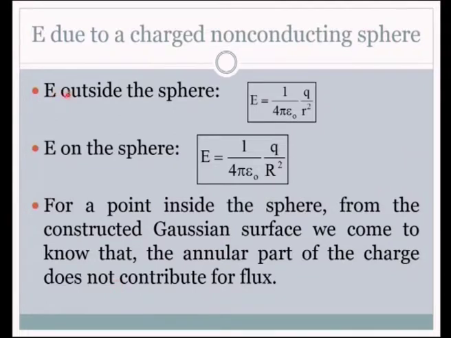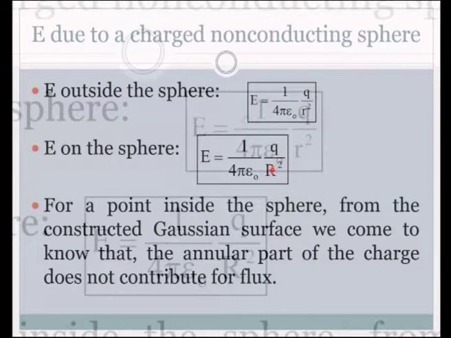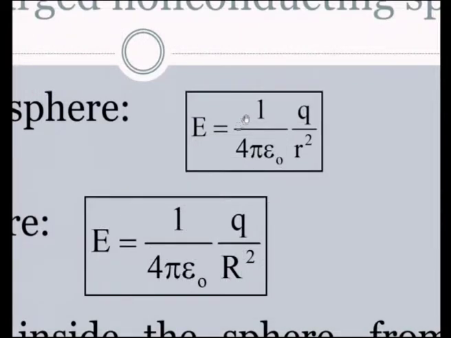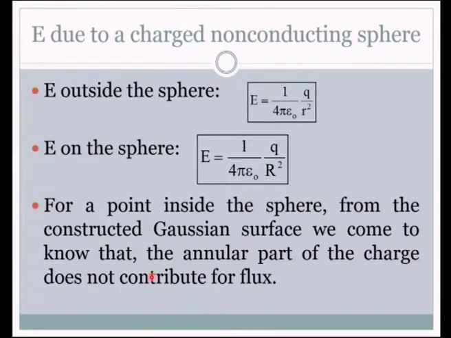These are the two expressions for outside, which are very familiar to us. This is for on the surface. These are the expressions which are familiar to us. This is for a point outside the sphere. This is for a point on the sphere. But for a point inside, let us solve it now.